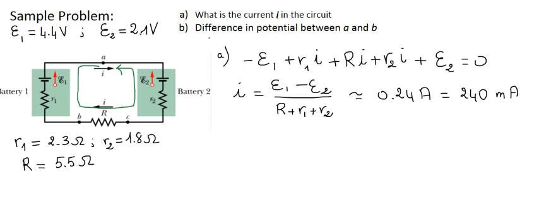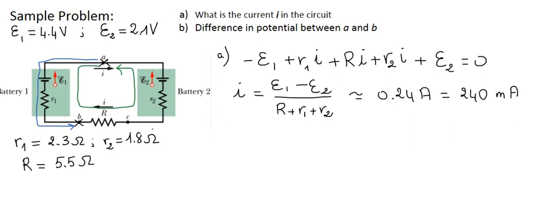Question B that we have asked is: calculate the difference in potential between point A and point B. So that's point A and that's point B. What is the difference in potential? What we will do is take a path from A to B. So let me take this path. I start from A and I go to B, right?